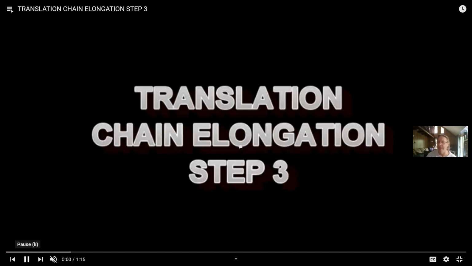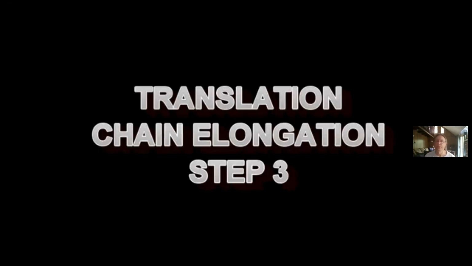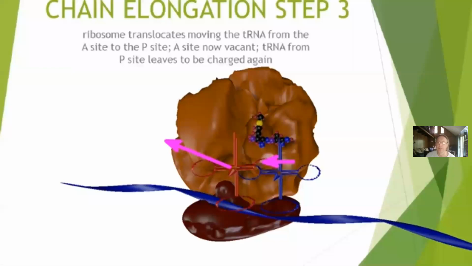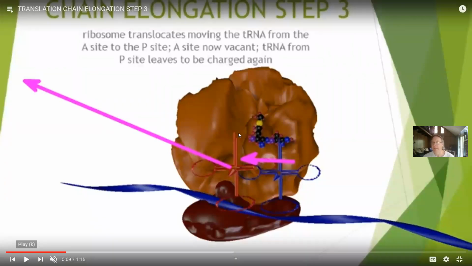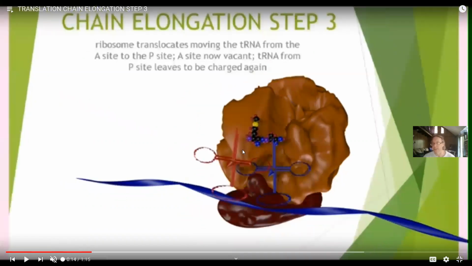And so the third step in the elongation process is that the ribosome will move. First, the large subunit moves, and then the small subunit moves. When it does so, this tRNA that was in the P site is no longer in the P site, and it will float away. In prokaryotes, there is a temporary E site or exit site that it could occupy. No such site exists in the eukaryotic ribosome.